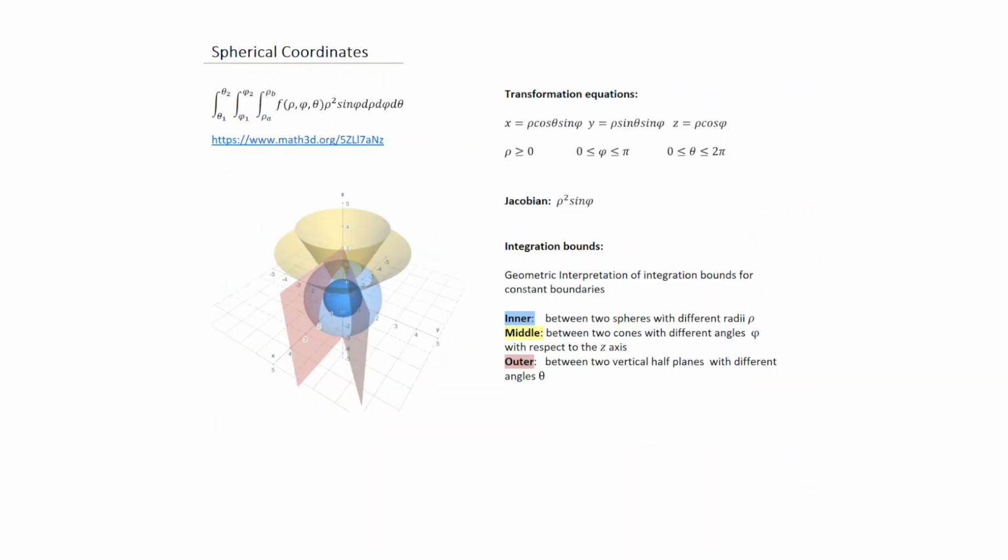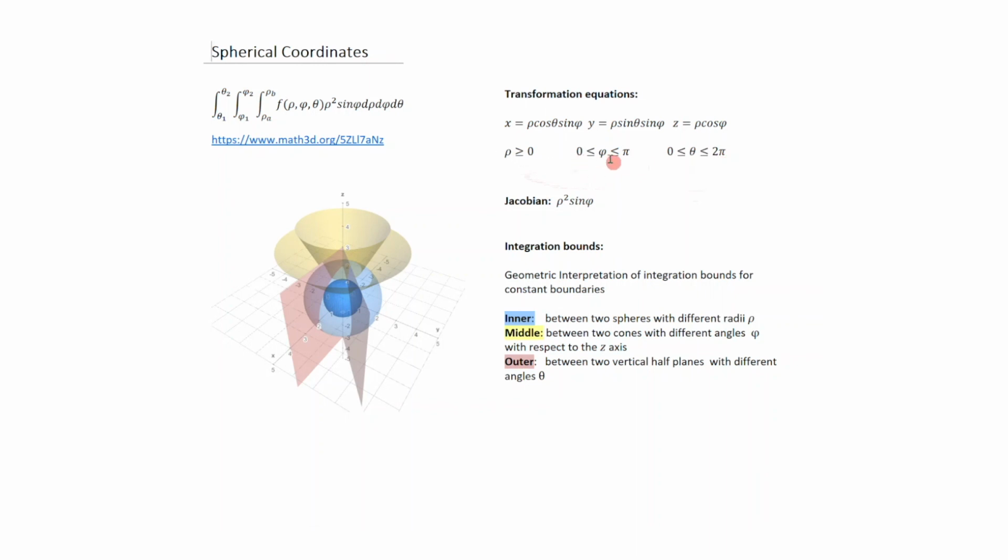All right, so the last thing we looked at was spherical coordinates. And so this basically is the picture that we need. Here are the transformation equations. Rho in this case is again greater than or equal to 0, only positive. Phi takes on values from 0 to pi, and theta is between 0 and 2 pi.